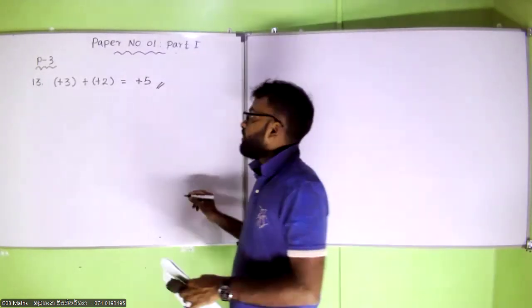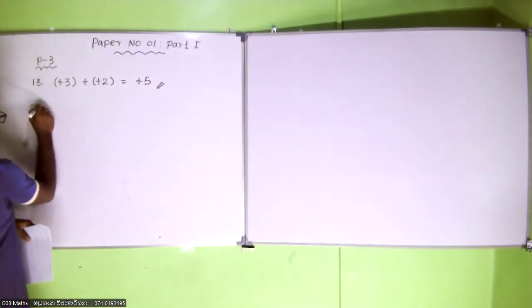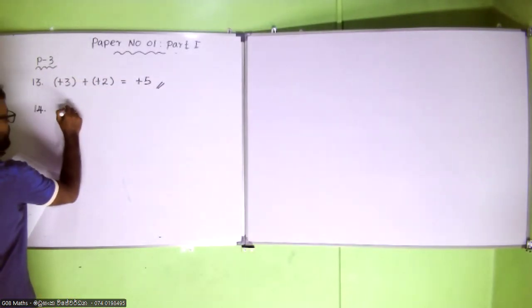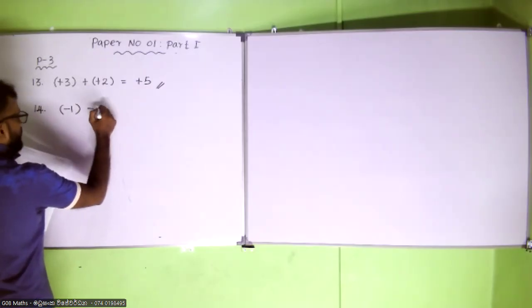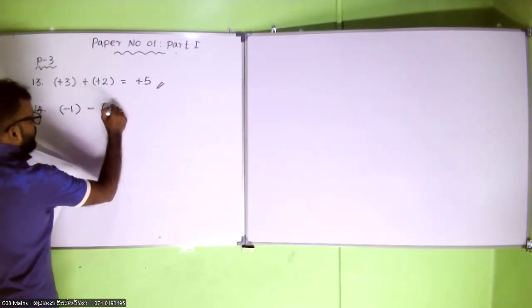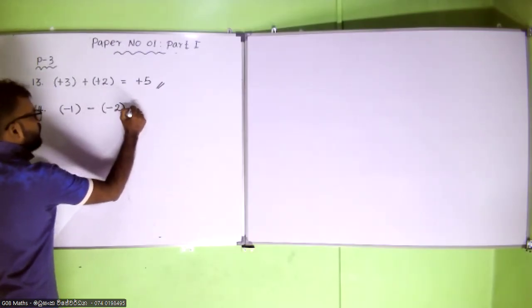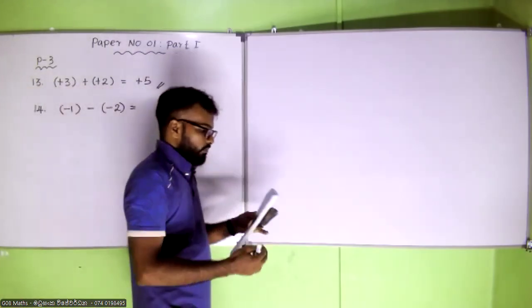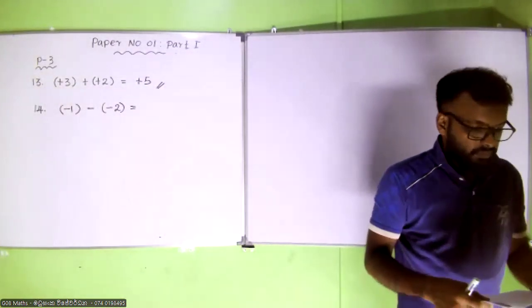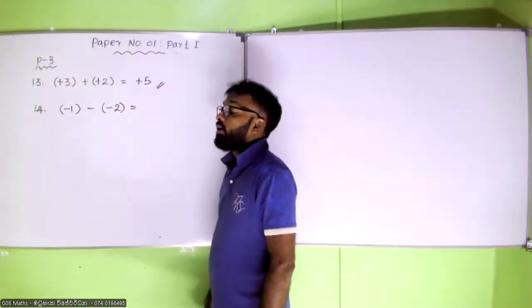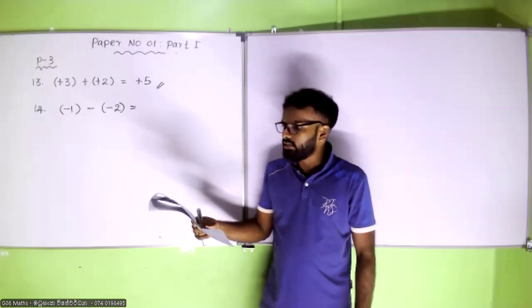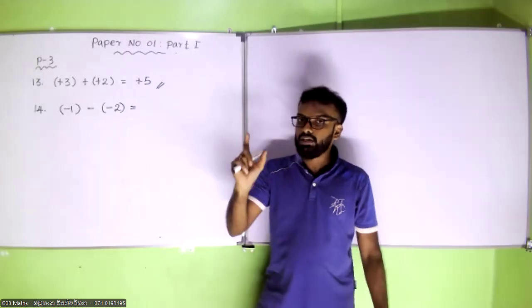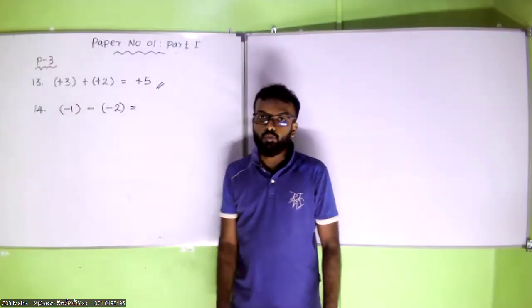Then the 14th one, right? -1 subtract -2. How to do this one? We have to subtract. The answer is -1. So last week also, I think we did a similar thing, in the 8th question, right? So here we have -1.